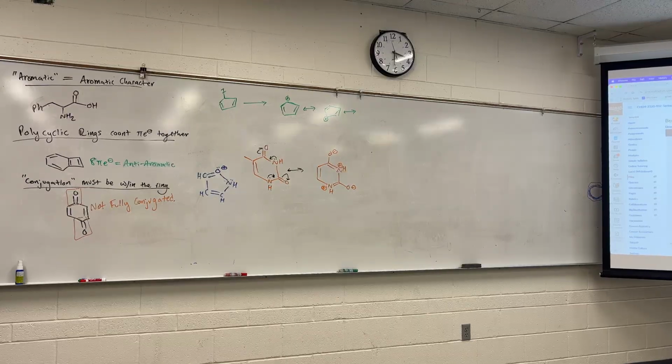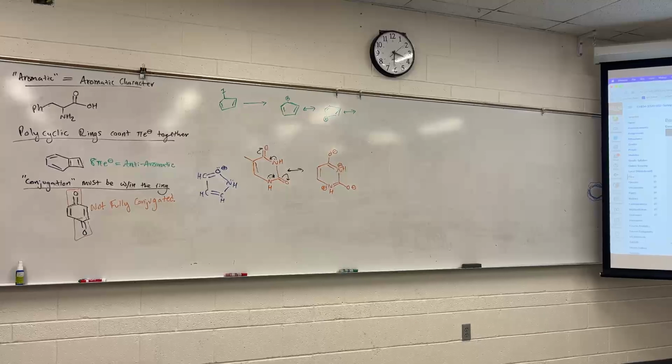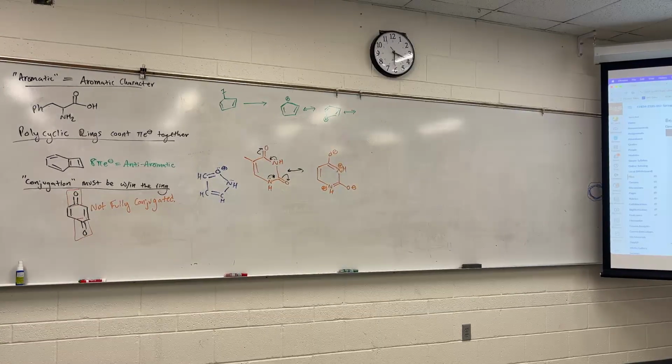So this one is conjugated. But it's polycyclic, so you need to count all of the electrons in both rings for it to be conjugated, including the lone pairs. You don't count localized lone pairs toward the aromatic pi count. You just count delocalized lone pairs. That's right. So is there 10? That's right. Good.